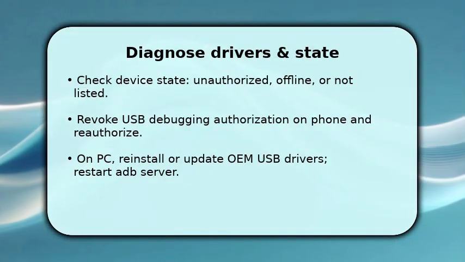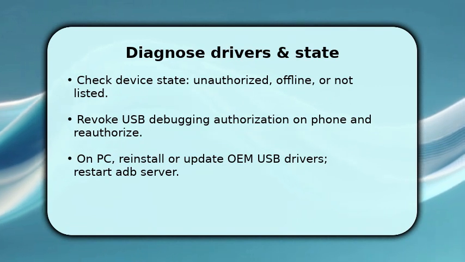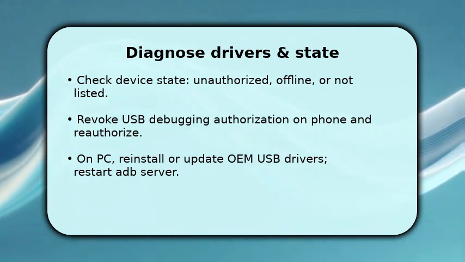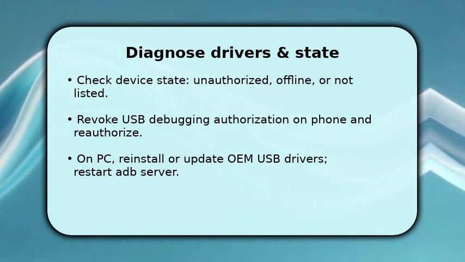You must interpret the state shown by adb. Unauthorized means the phone blocked access, offline means a communication problem, and not listed implies driver or cable failure.